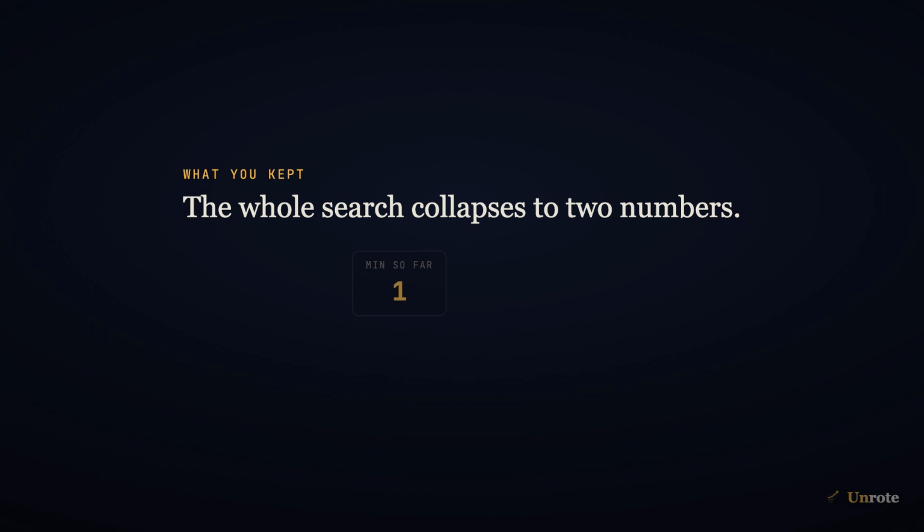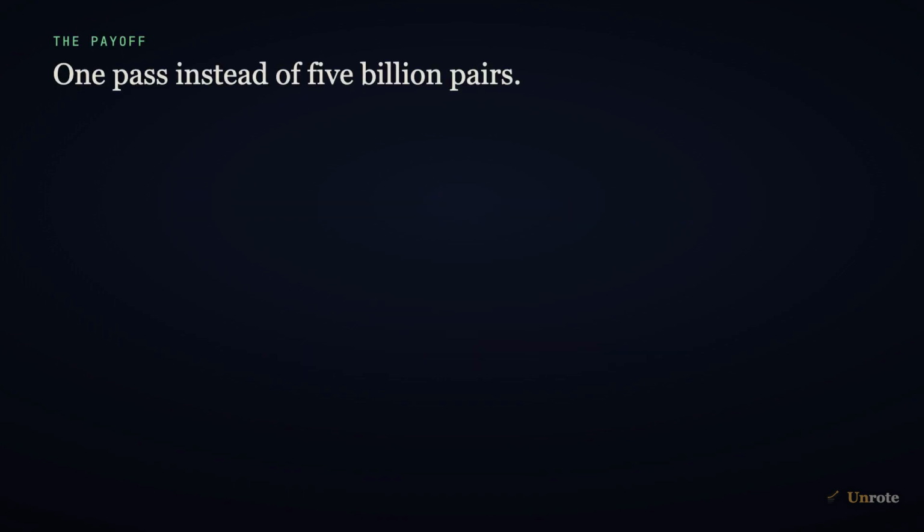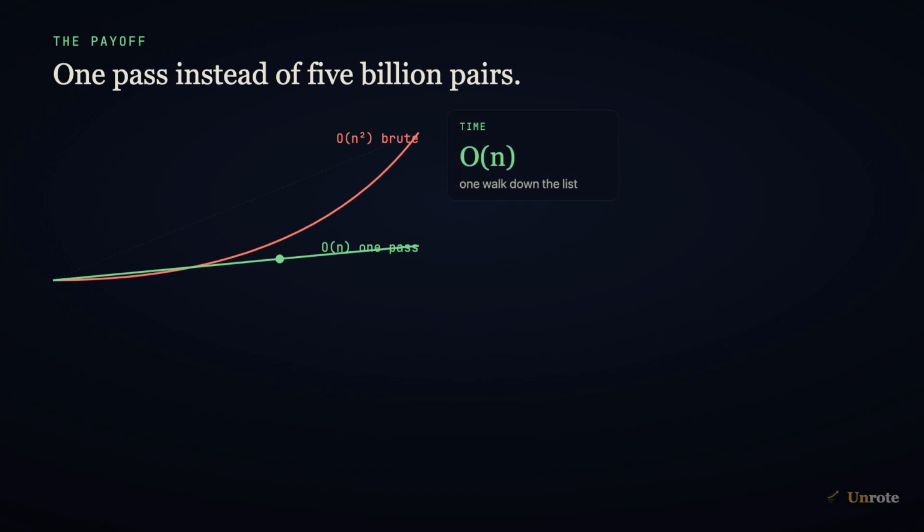Look at everything we kept, 2 numbers, the cheapest price so far and the best profit so far. No nested loop, no second array, just one walk down the list. So the cost, 1 pass is order n, linear time. 2 variables is order 1, constant space. That 5 billion pair nightmare is gone. 100,000 days is now 100,000 simple steps.